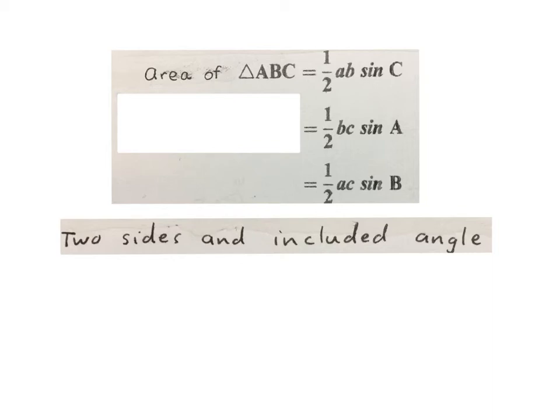Luckily for us, we need the same information as in the cos rule. We need two sides and an included angle to use this formula. There is the angle, and there are the two sides on either side of that angle every time.